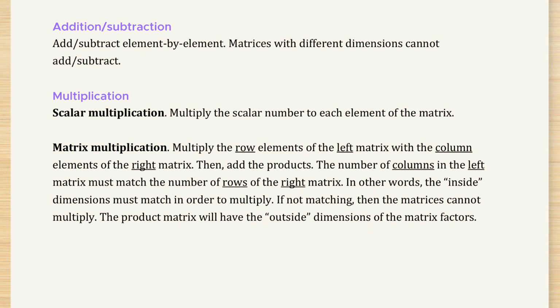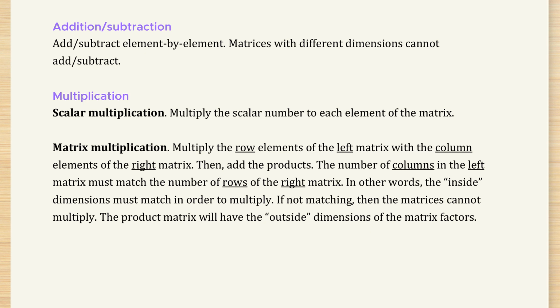The elements in the row of the left matrix are multiplied element by element with the elements in the column of the right matrix, and then we add together all those products. It's quite confusing. The example will hopefully make much more sense of matrix multiplication. It's really important to keep in mind that the number of columns in the left matrix must match the number of rows in the right matrix. Otherwise, matrix multiplication does not exist. It's undefined. It doesn't work.